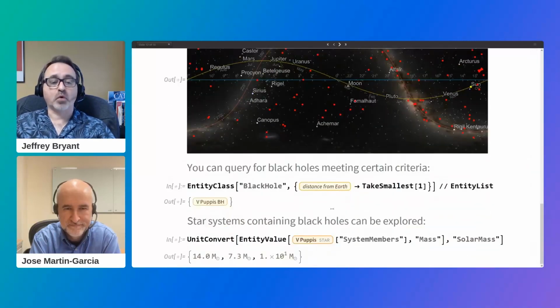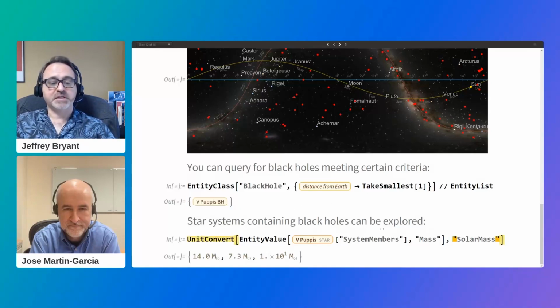Here's an example where you can query for black holes that are, well, in this case, it's the nearest black hole. So in this case, it's a star system, and it's in the star system of V Puppis. Interesting thing to note about black holes, they don't really have names. They're typically named after either the star system they're found in or the galaxy that they're found in. They don't have a name themselves. So in this case, it's the black hole within the V Puppis star system.